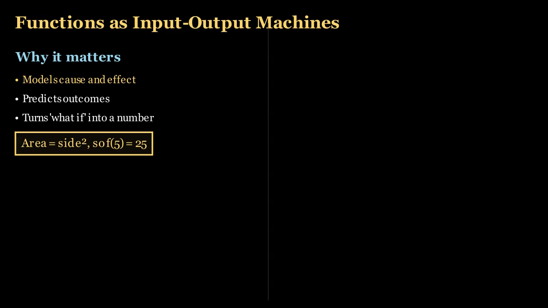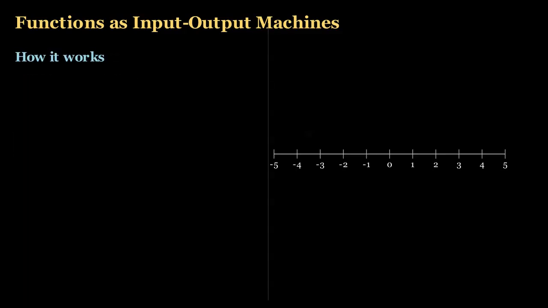Let's open the machine and see how it works. First, you pick an input. This input must be a member of the domain, the set of all numbers the machine is built to accept. You feed this input, which we call x, into the function f. Inside, the machine follows its rule. The rule could be something simple, like to square the number, or more complex. After applying the rule, the machine produces the output. This output is called the image of x under f.